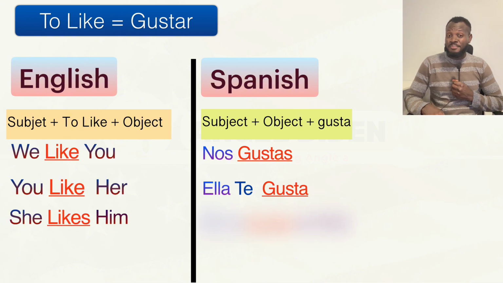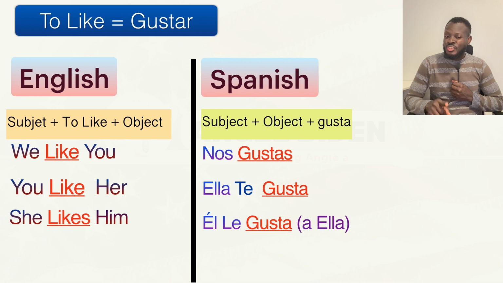She likes him. Él le gusta a ella. That's pretty cool. Él le gusta a ella. Pretty cool. Okay. She was subject and it's going to be object. And him was object in English, and in Spanish, it's going to be subject. Him becomes él. She becomes le. Él le gusta a ella.